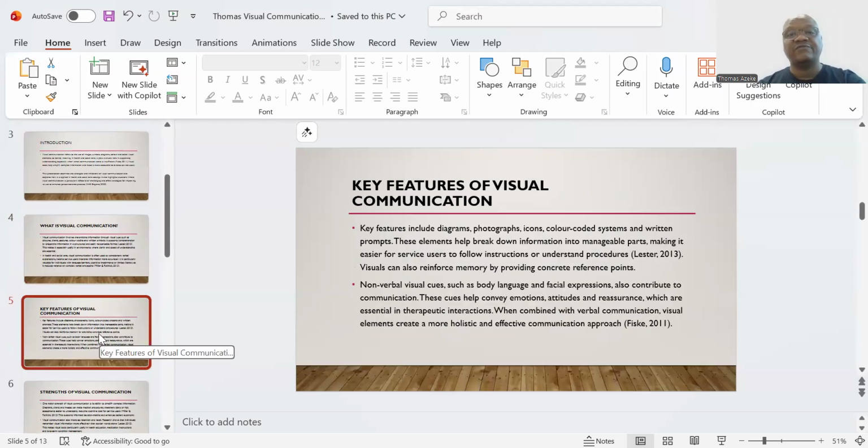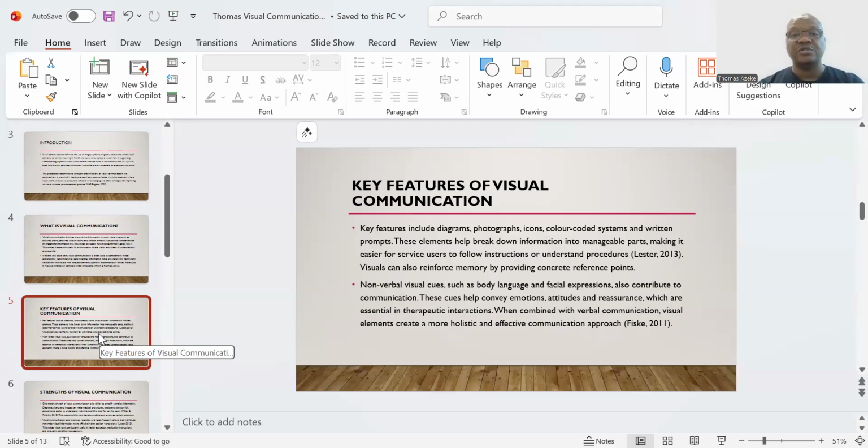Key features of visual communication. Key features of visual communication include diagrams, photographs, icons, color-coded systems, and written prompts. These elements help break down information into manageable parts, making it easy for service users to follow instructions and understand procedures.